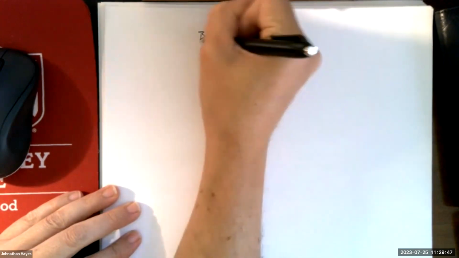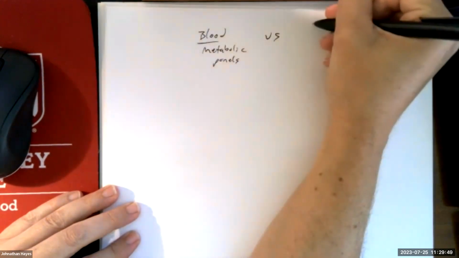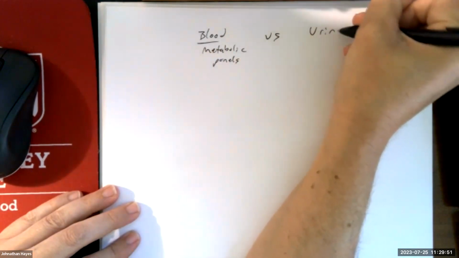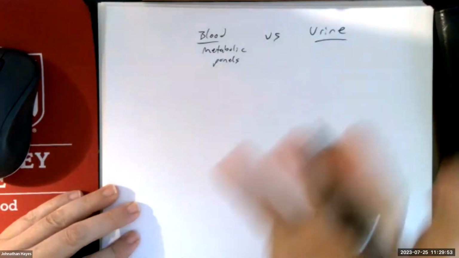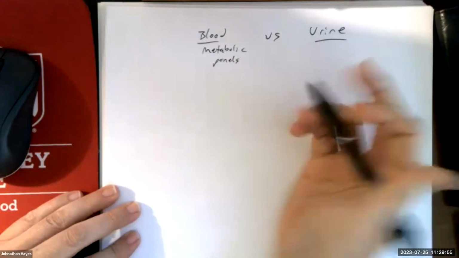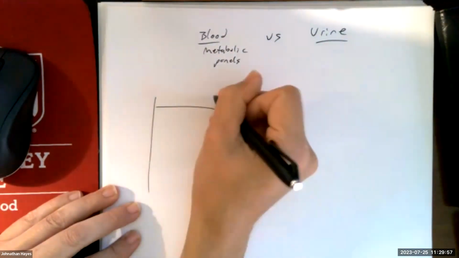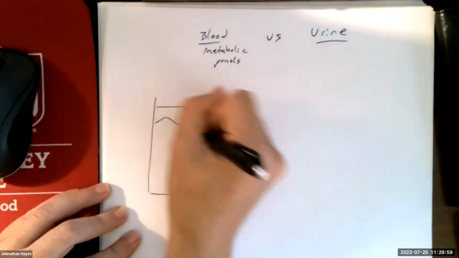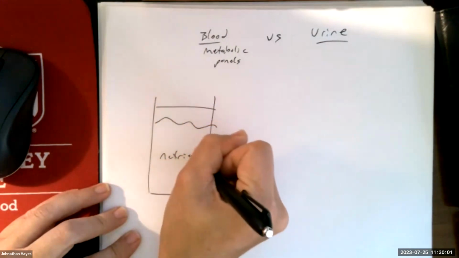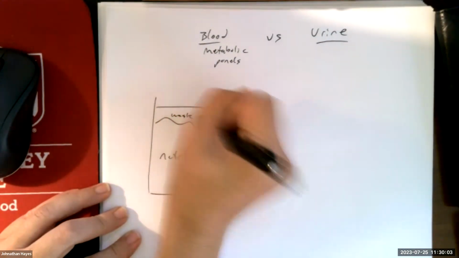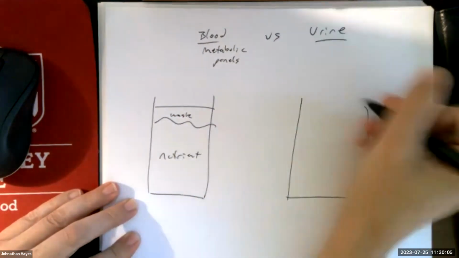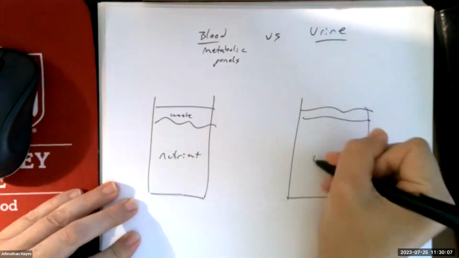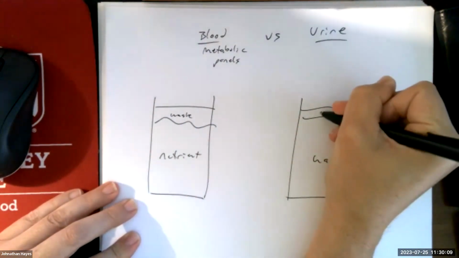Different types of metabolic panels versus urinalysis. So blood versus urine, what should the blood contain? What should the urine contain? Simple concept is blood should be mostly nutrient, water with a little bit of waste, and the urine should be the exact opposite. Urine should be mostly waste, water with a little bit of nutrient.